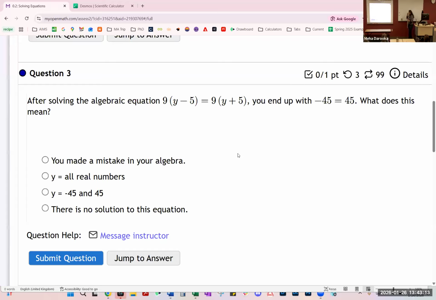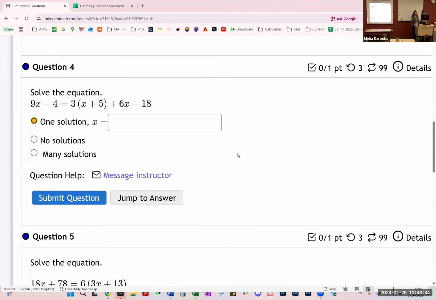This one you can see is more like a concept question. They're asking you if you end up with negative 45 equals 45 after you have solved this equation here: 9 times y minus 5 is equal to 9 times y plus 5. What does that tell you? So, concept question, I'll let you guys work on that.